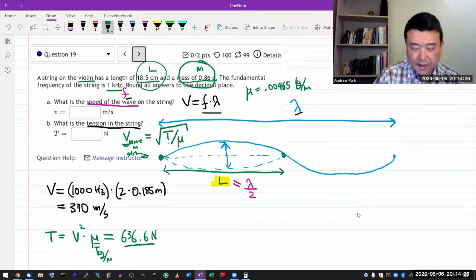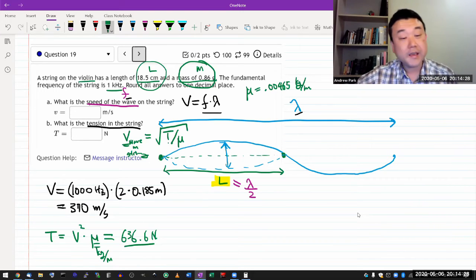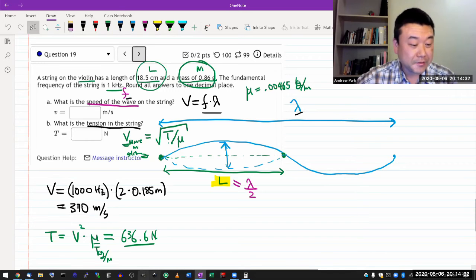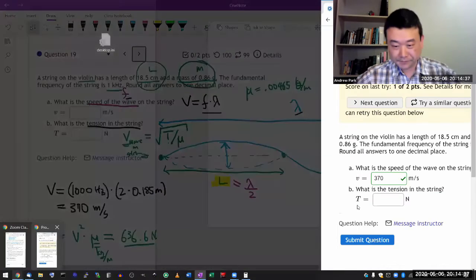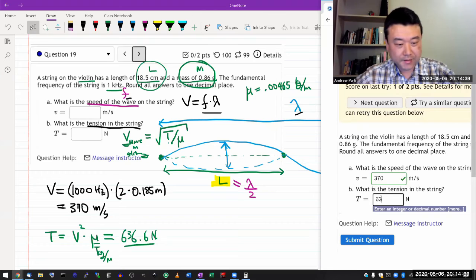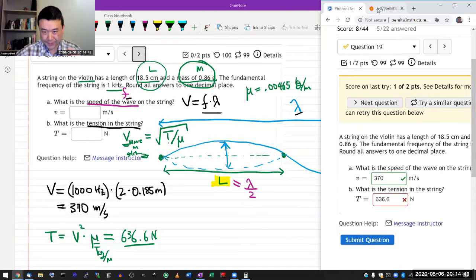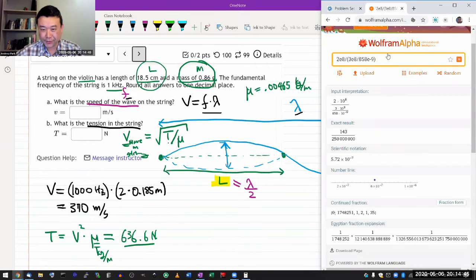Okay, I might have a rounding issue. If I do, I'll just redo the calculation in Wolfram Alpha, so that I'm not doing any intermediate rounding. So 636.6 newtons. Yeah, I have a rounding issue again. So let me do this in Wolfram Alpha.